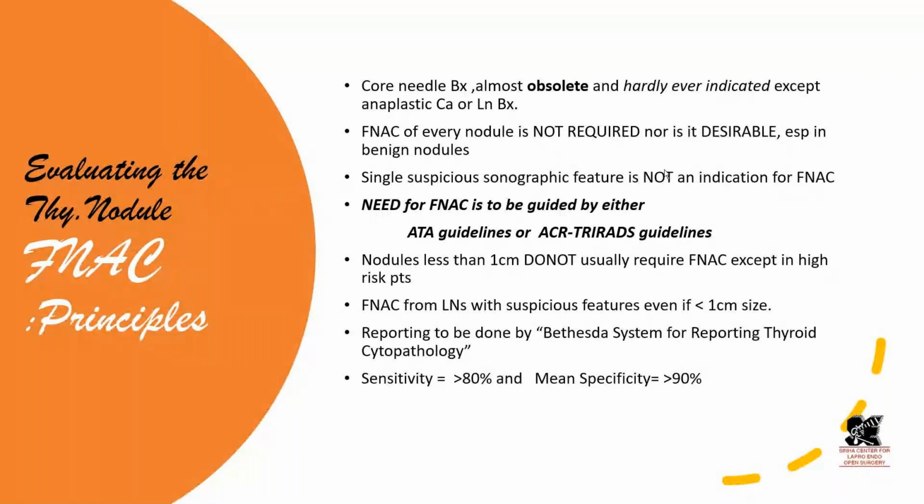The need for FNAC is to be guided by either the ATA guidelines, I just now showed you the first table, or the ACR TI-RADS guideline, I showed you the second chart. Nodules less than 1 centimeter, I just now told you, do not usually require FNAC except in high risk patients. Lymph nodes, again, less than 1 centimeter usually are not required unless suspicious features are there. And reporting on FNAC is very important and done by the Bethesda system of reporting for thyroid cytopathology. The sensitivity is more than 80%, specificity more than 90%.